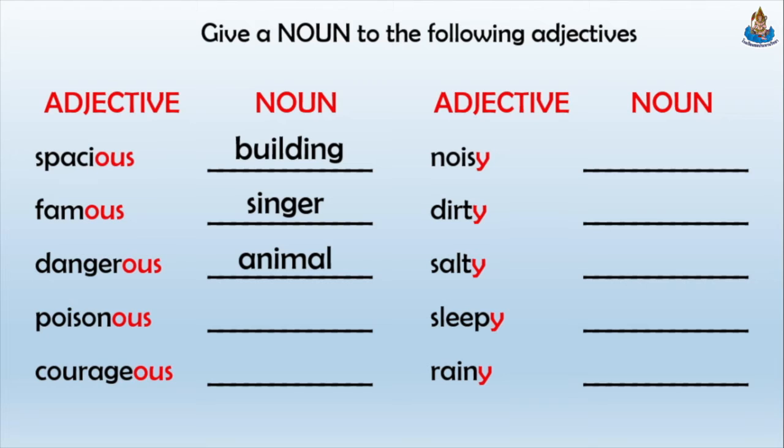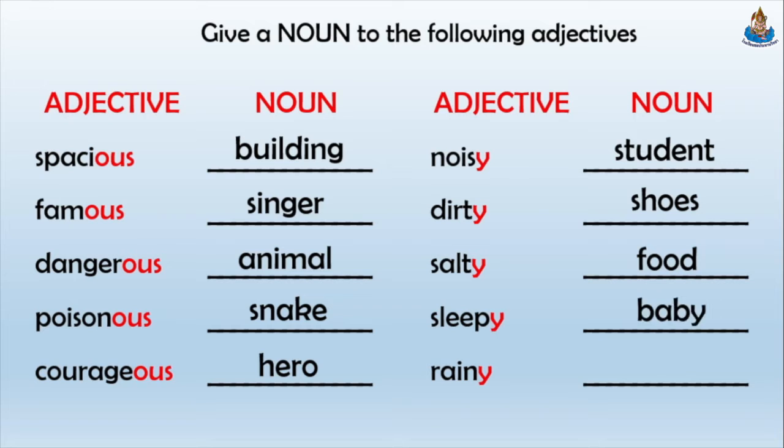Dangerous, we can have animal. Poisonous, snake. Courageous, hero. Noisy, student. Dirty, shoes. Salty, food. Sleepy, baby. Rainy, morning. So you have to make sure that the second column should be nouns.